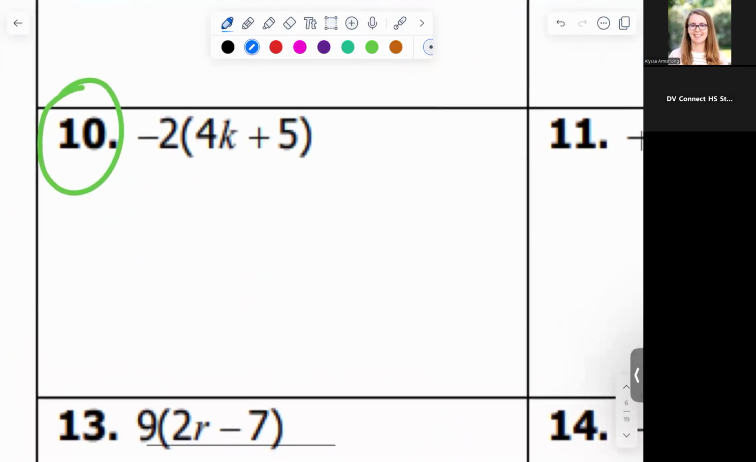Problem 10, again, same thing. This should be -8k minus 10. You're distributing the negative to both terms.